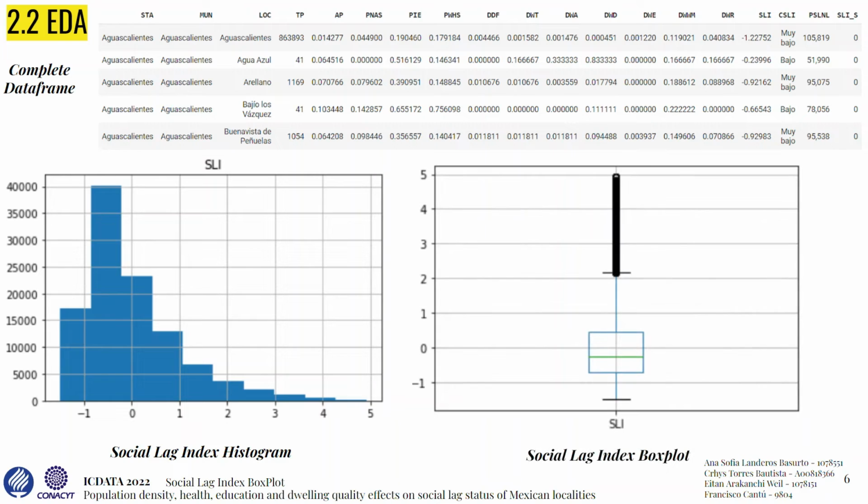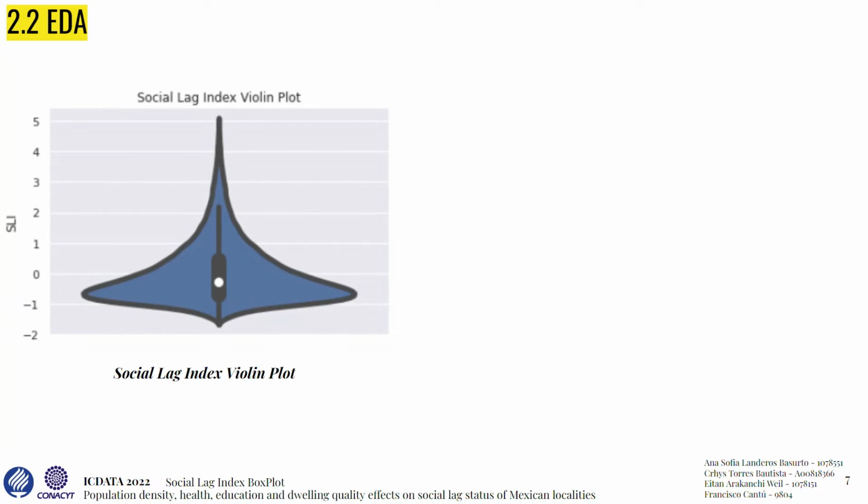Then we have the box plot, which essentially shows the skewness, and it also allows the visualization of the outliers, which are shown after the fourth quartile, and it also restates that the majority of the social lag index falls between -1 and 1. Then we look into the violin plot, which is also considered a combination between the box plot and the density plot, and from this we can also observe the outliers and the healthy representation of this distribution.